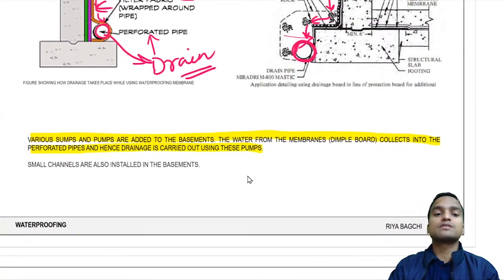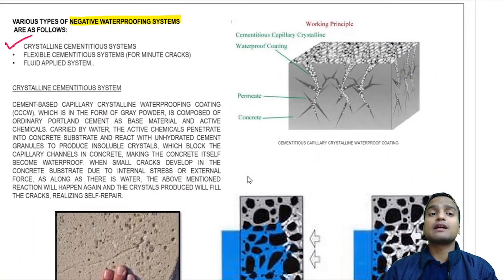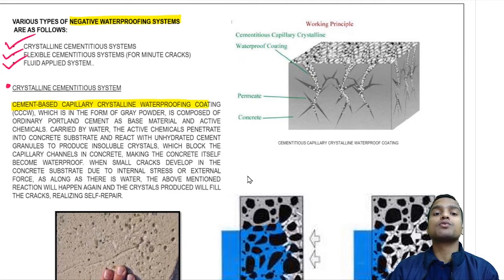So next come the negative waterproofing systems, and there are three main types of negative waterproofing system. One is the crystalline cementitious system, second is the flexible cementitious system, and third is the fluid applied system. Now what happens with the cement based capillary crystalline waterproofing coating? So this is a coating of cement based capillary crystalline.